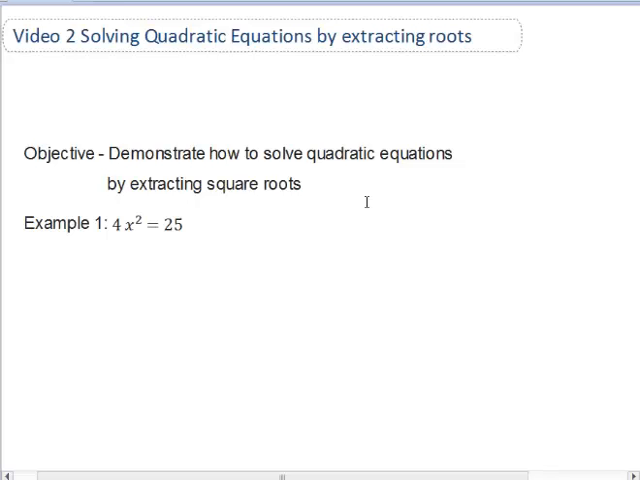Hello pre-calculus students, this is Mr. McAllen, and today we're going to be talking about solving quadratic equations by extracting roots. Now this is a specialized form of solving quadratic equations.